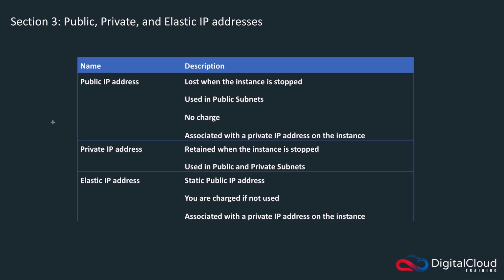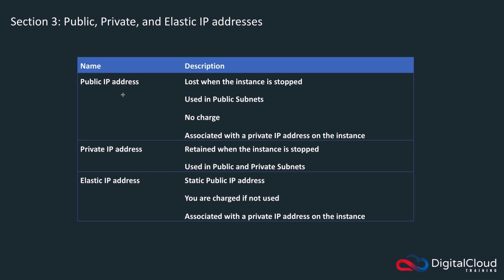So as you know, we have public IP addresses, private IP addresses, and also elastic IP addresses. So a couple of facts about them. A public IP address is lost when the instance is stopped. So if you run your instance and you reboot it, it will retain its public IP address. But if you stop the instance and then start it again, it actually picks up a new one because these are dynamic public IP addresses. Obviously you use them in public subnets and you don't actually pay for their usage, so it's a free address that you get from Amazon.